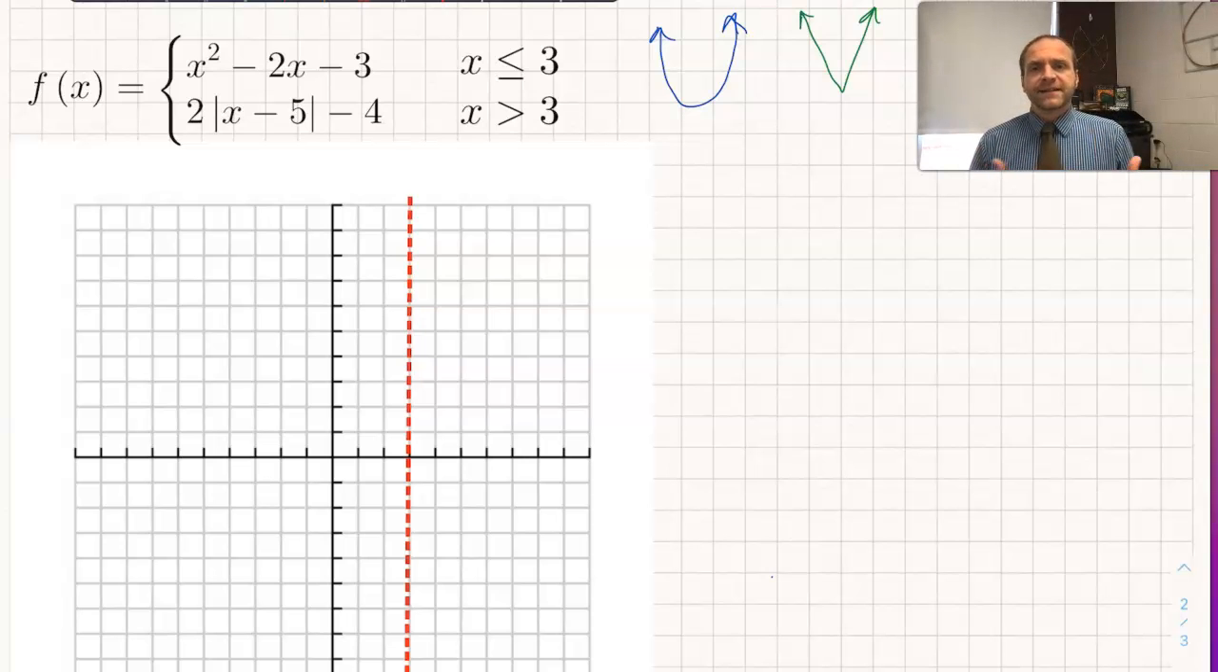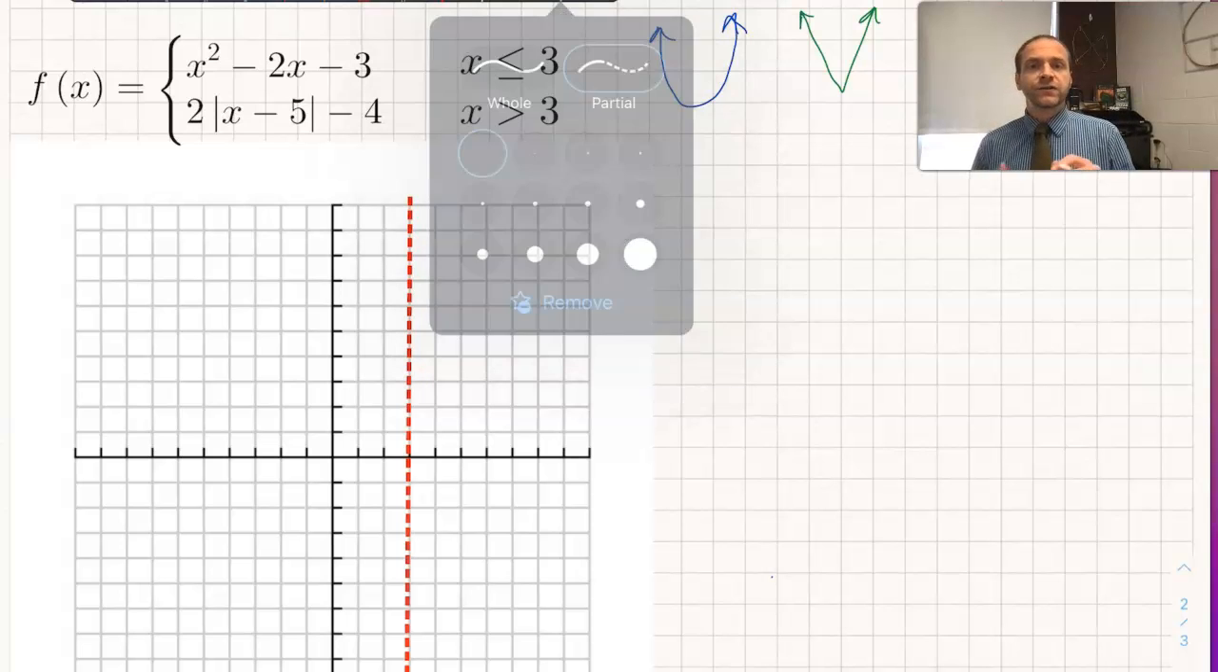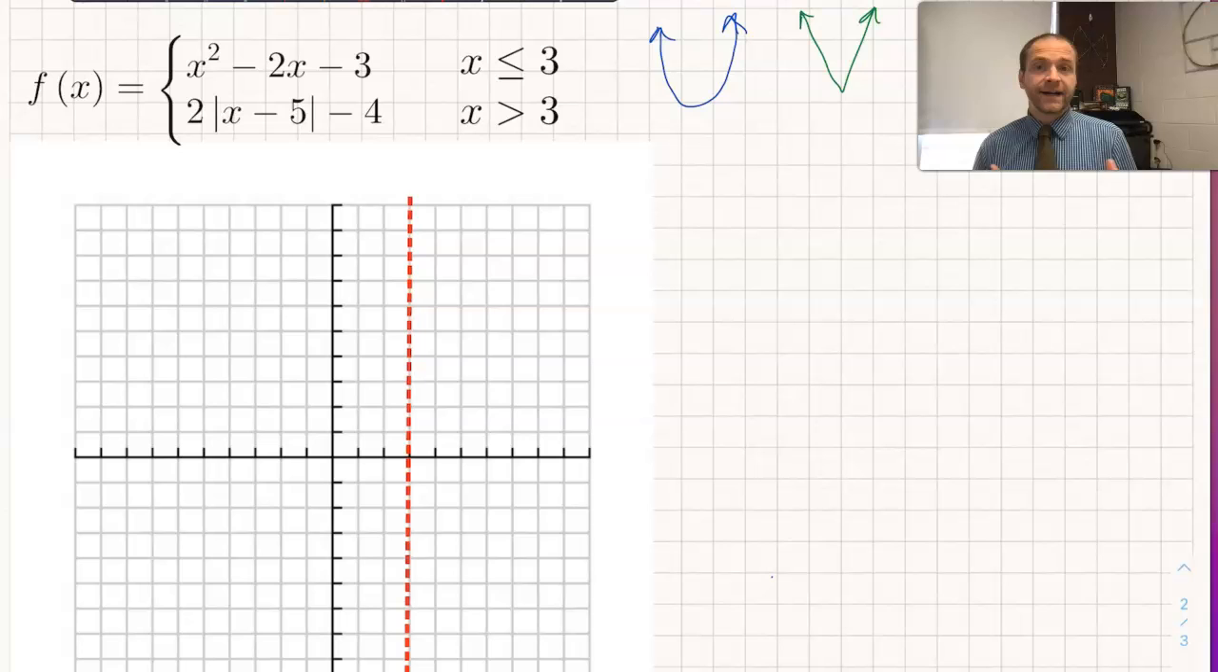Well, the parabola says x is less than or equal to 3. And so I'm going to remove the right-hand side of that parabola. And so if I do that, I can see I have this. Now, if I keep in mind the inequality, x is less than or equal to 3, that means this is going to be a closed circle.